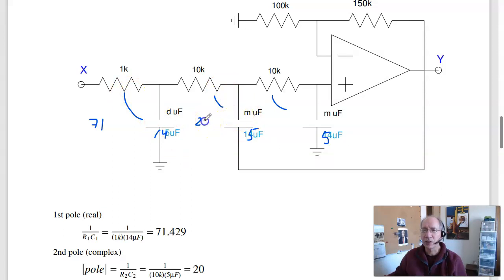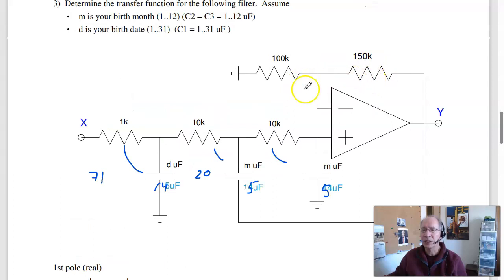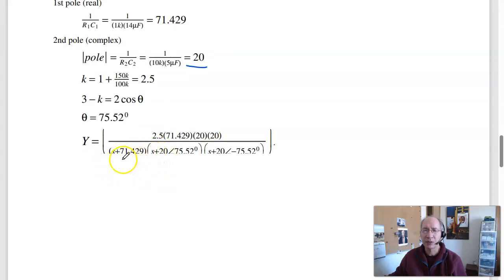Here 1 over RC is 20. The gain K is 1 plus the ratio. K is 2.5. So for the complex poles, the pole's at 20. K is 2.5. Solve for the angle, and I get 75 degrees. So here's the transfer function: pole at 71, pole at 20 at 75 degrees, and its complex conjugate.